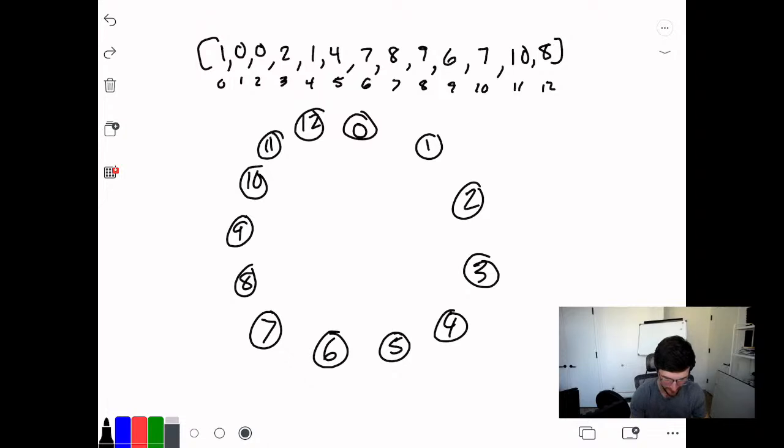And so we end up with this. 0 points to 1, and 1 points to 0. 2 points to 0. 3 points to 2. 4 points to 1. 5 points to 4. 6 points to 7. 8 points to 9.